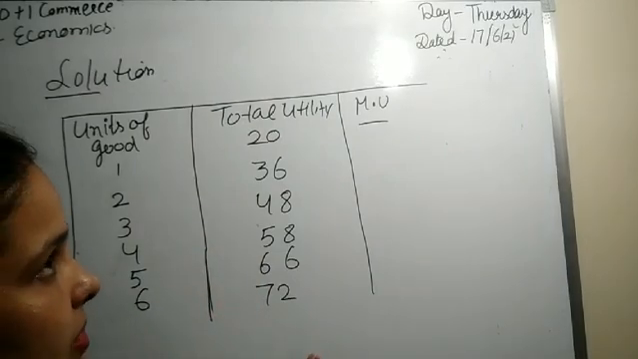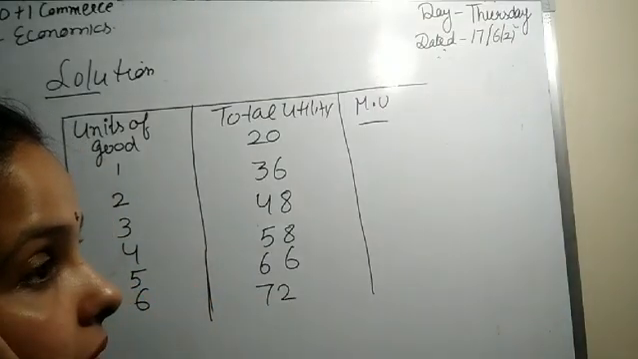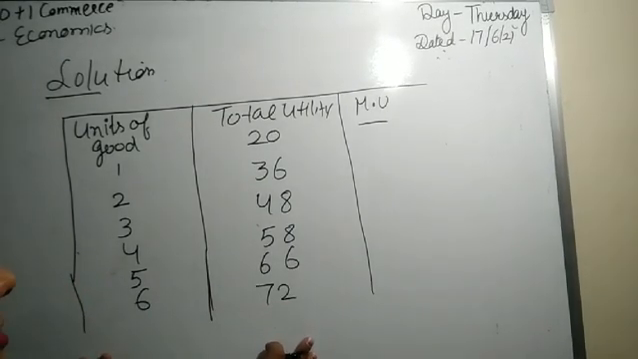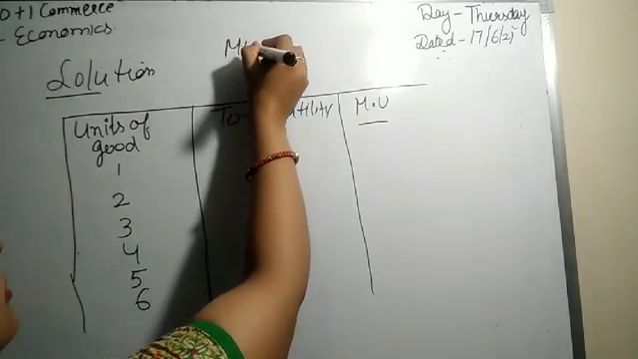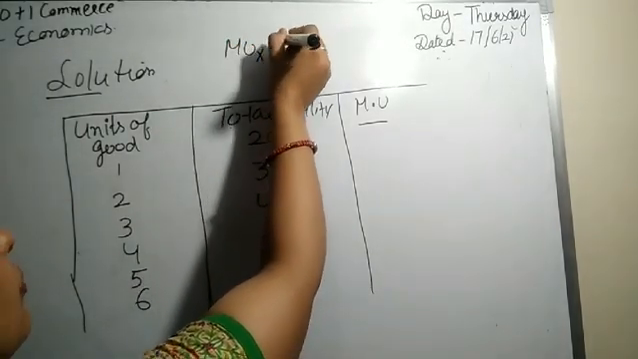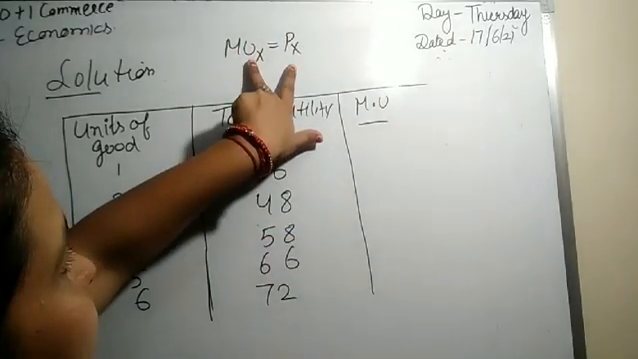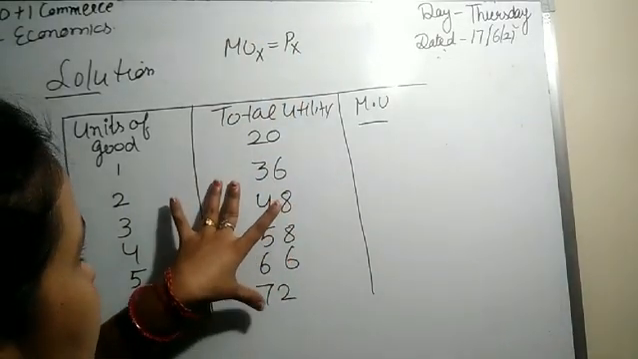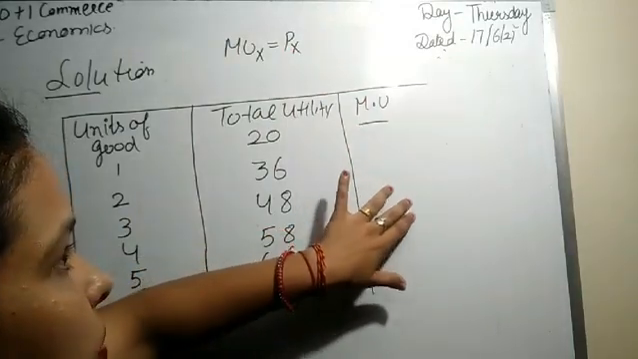Remember when we discussed the concept of consumer equilibrium under cardinal utility, the first case is single commodity. In single commodity, what is the situation when the consumer is in equilibrium? When the marginal utility of the commodity is equal to its price. So this condition we have to follow. We find in the table at what situation the marginal utility is equal to its price. At that situation the consumer is in equilibrium.